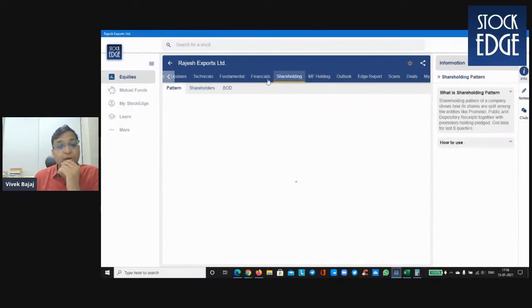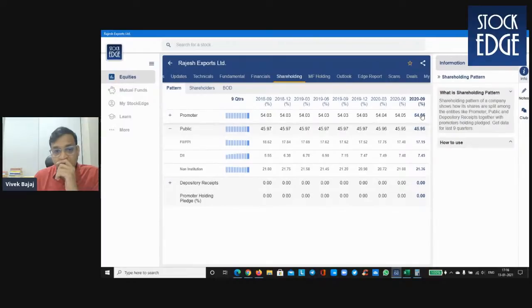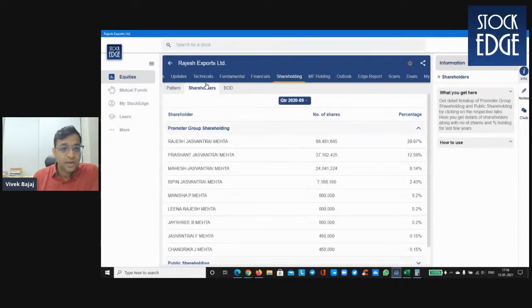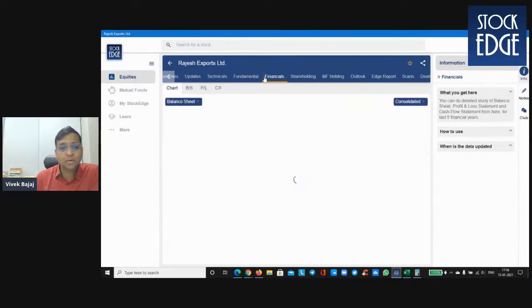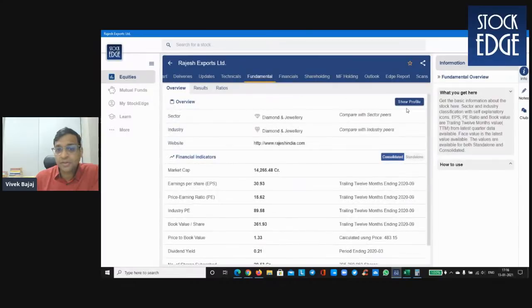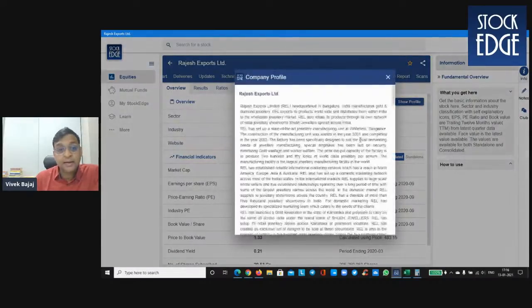If you go to shareholder and see the promoter shareholding is 54%, and who else? Rajesh Mehta is one of the promoters of the company. So the promoter is buying stake in the company with small quantity. What is this company all about? Let's go to fundamentals. This is in diamond and jewelry. Rajesh Export is into diamond and jewelry, not textile. And if you see the profile, they are basically exporters of diamond and jewelries.